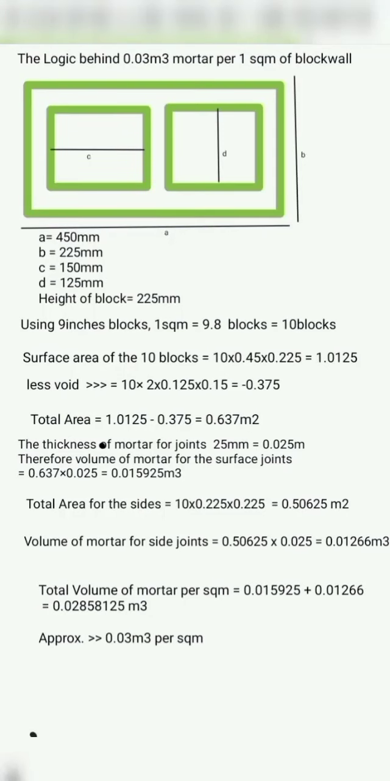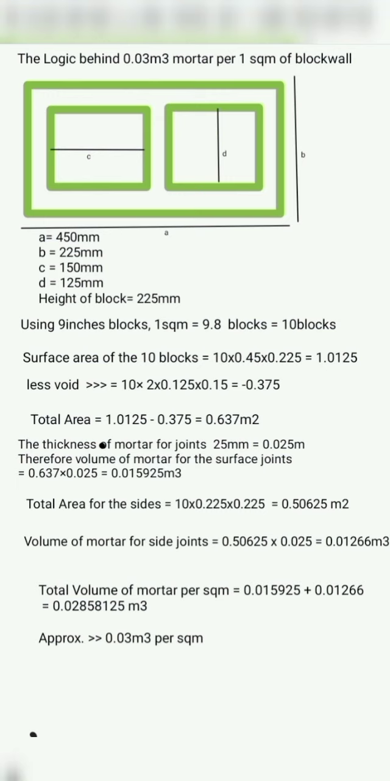For the purpose of this explanation, we are going to use 9 inches blocks. The length of our 9 inches block is 450 mm, the breadth is 225 mm and the height is also 225 mm. And for every 1 square meter of wall, using 9 inches blocks, we use approximately 10 number of blocks.